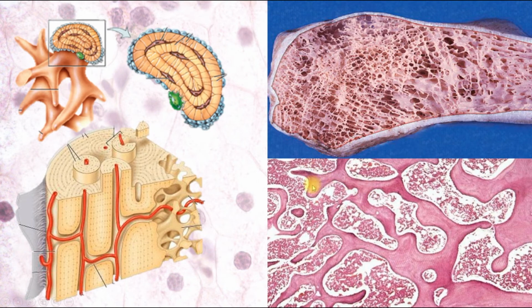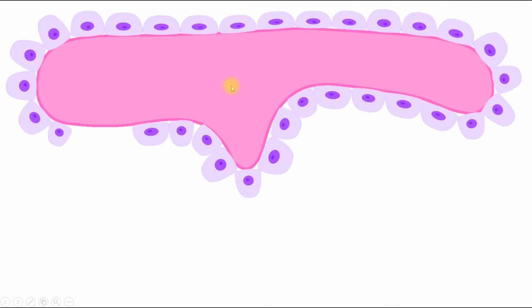Here we can see trabecula of bony tissue, and between them red bone marrow cavities are filled with red bone marrow. And here we can see trabecula. There are osteoblasts which cover this trabecula, osteocytes inside trabecula, and osteoclast. It's a typical trabecula during osteogenesis.